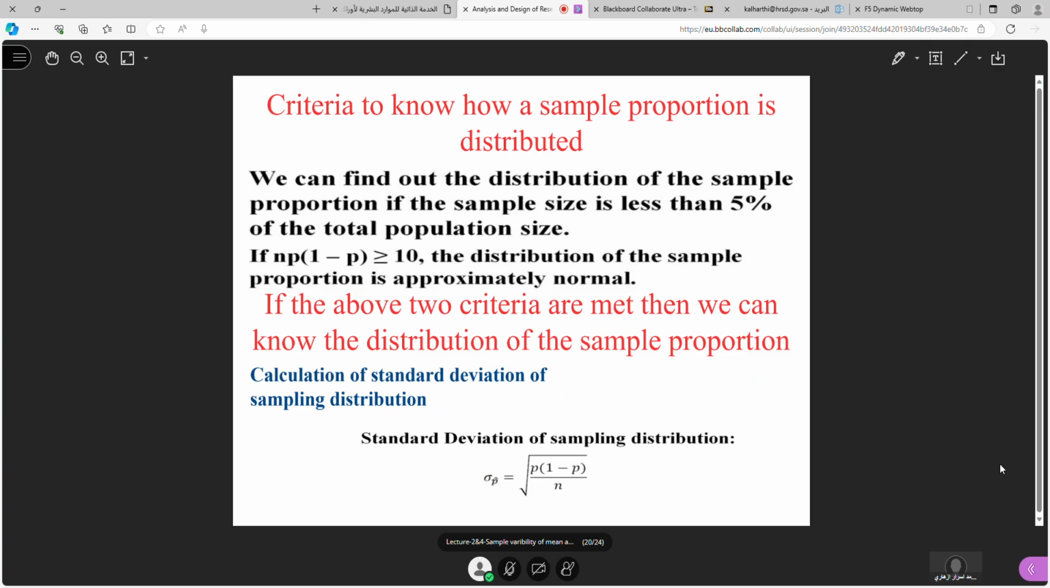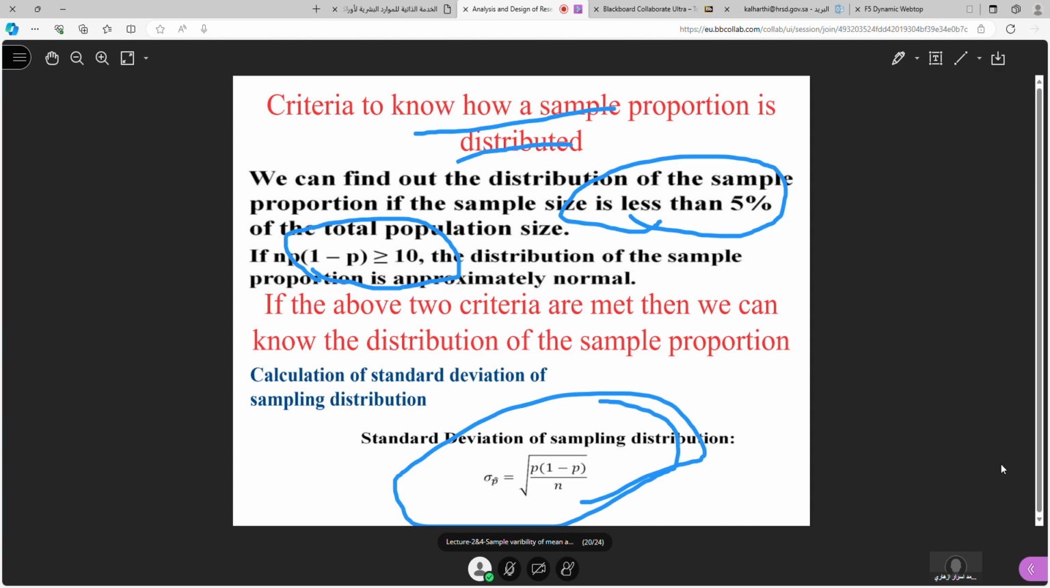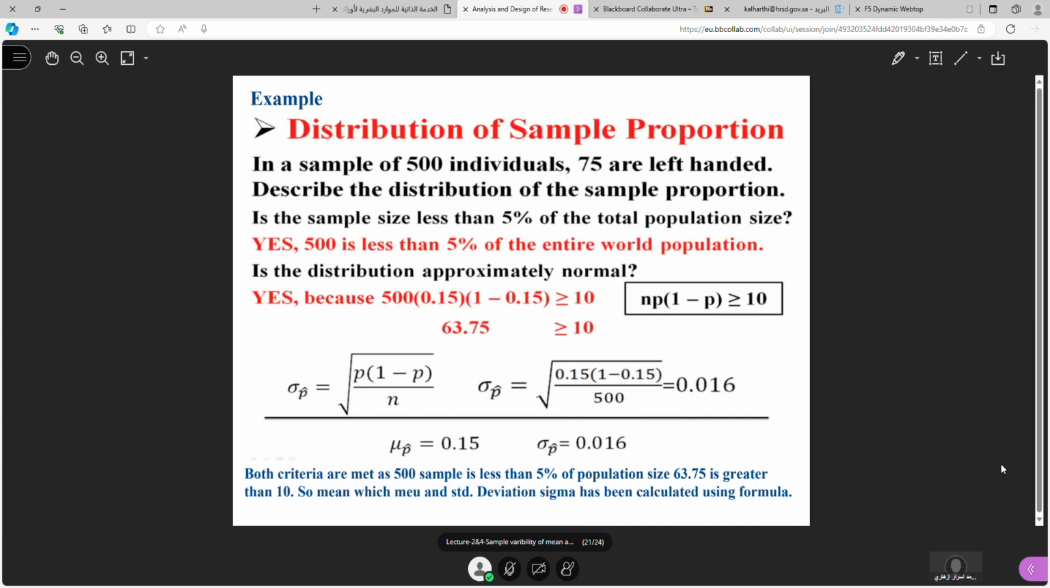What are the two criteria? You have to remember: if this is this and less than 5%, then it's a normal distribution. These 2 points are the criteria to know whether the proportion is normally distributed or not. And remember this formula, because we use the standard deviation, with no calculation. You have to remember this formula for MCQs. Many questions from here will be MCQs.